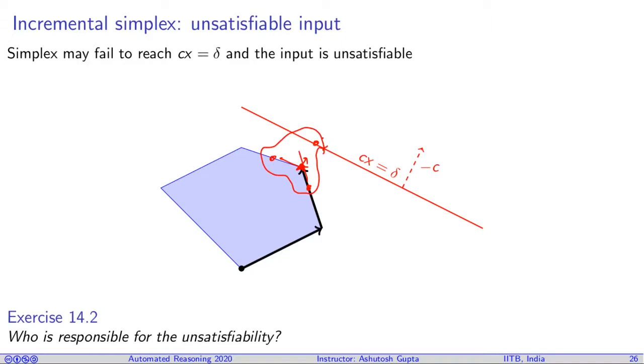You introduce one atom at a time, maintain the current satisfying assignment. When a new one comes, you try to move closer to this new plane. If you cannot reach there, then you have unsatisfiability.